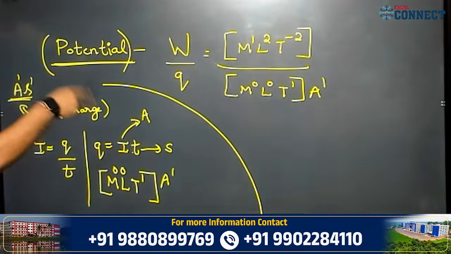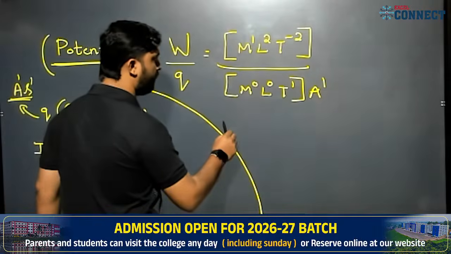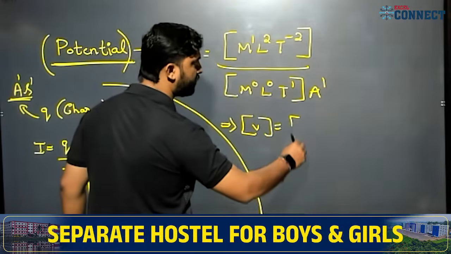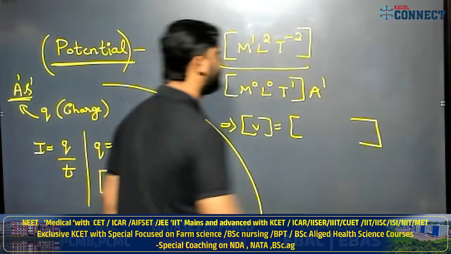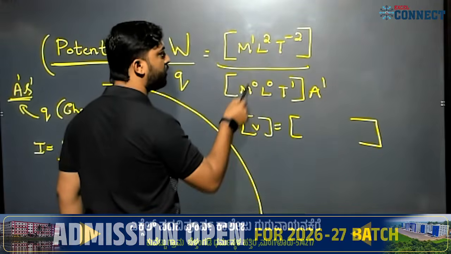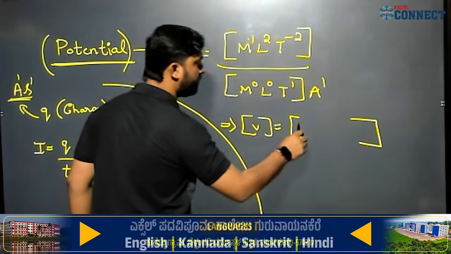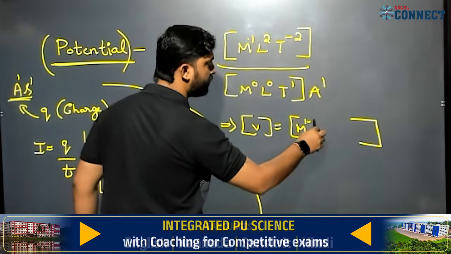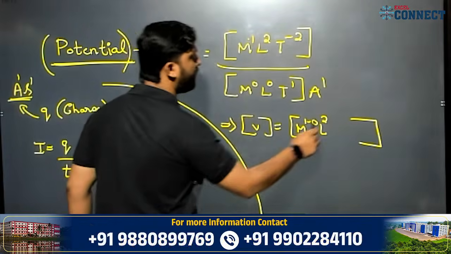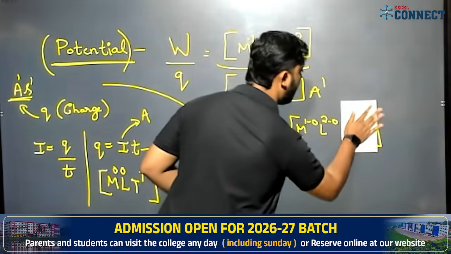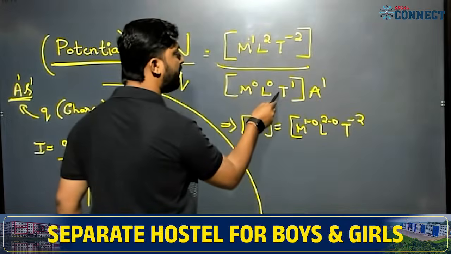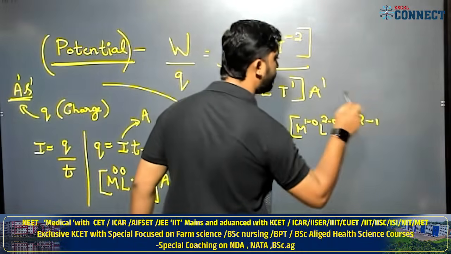Right? Now solve this. What do you get when you solve these two? After solving this, what is the dimension of potential? Use the index rule. Using the index rule, what do we have here? We have m1 and here m0. So when it goes up, 1 minus 0, therefore it will be m1 minus 0. Here l2 is there, and in the denominator 0, so 2 minus 0. Then what is the t power? Minus 2. What is in the denominator? 1, so when it goes up, minus 1.